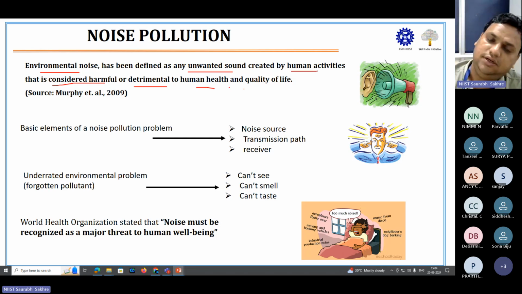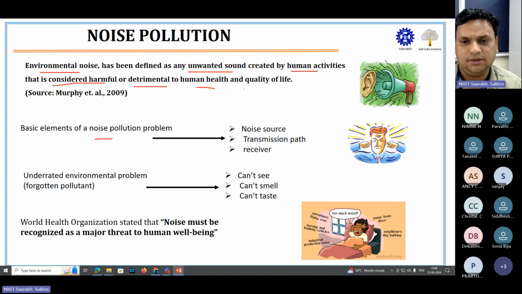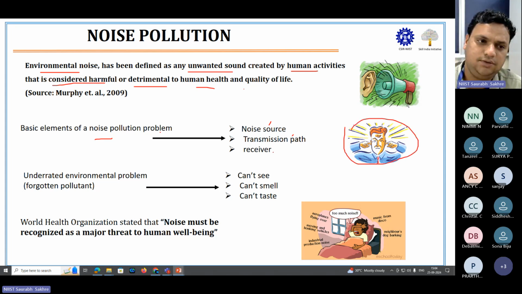Okay, it has some detrimental impact on human health as well as on the quality of life. Now, just like air, noise also has certain elements. First there will be a source, then there will be a transmission path, and then there will be a receiver, which is us as human beings. So noise also consists of three parts only: the source of noise, transmission path, and receiver.